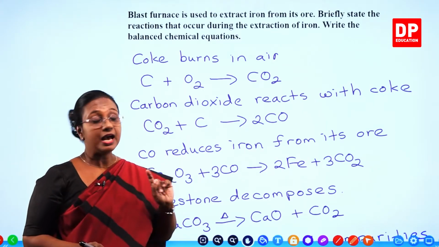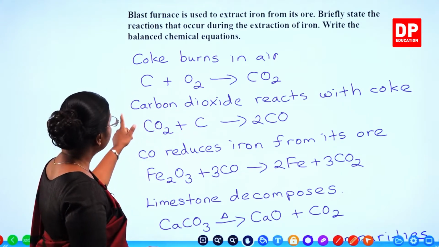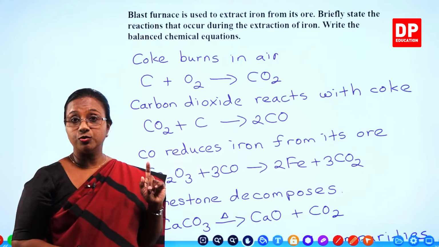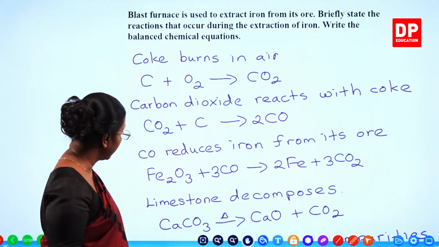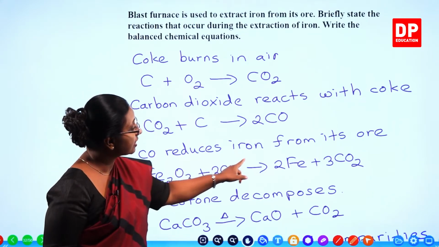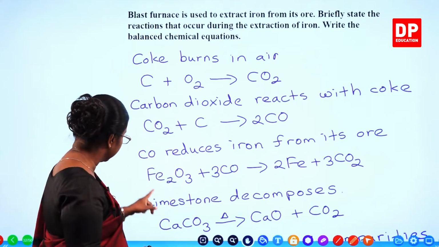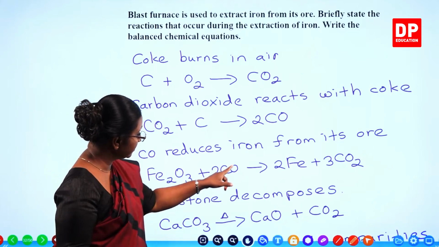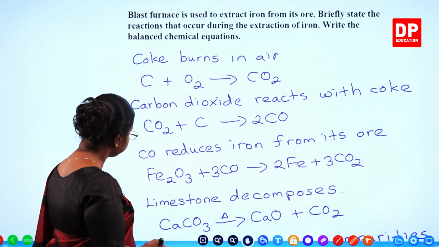Coke burns in air forming carbon dioxide, carbon plus O2 gives CO2. Then carbon dioxide reacts with coke again, CO2 plus carbon, 2 carbon monoxide are produced. Then carbon monoxide reduces iron from its ore. That is the reducing agent or the reductant. Fe2O3 plus 3CO gives rise to 2Fe plus 3CO2.